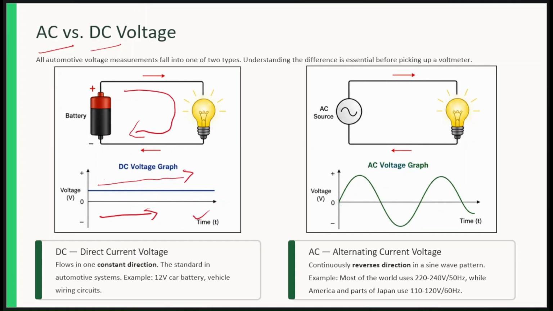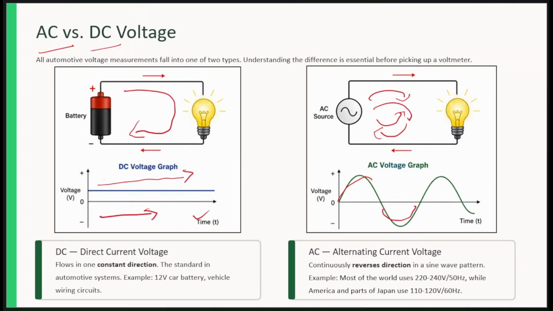However, in AC, from the source, the direction changes often. This becomes positive, other side becomes positive sometimes. Sometimes it will flow like this, sometimes it will flow like this. How will it look? It will look like a sine wave. Sine wave means sometimes it will be positive, sometimes it will be negative, right?